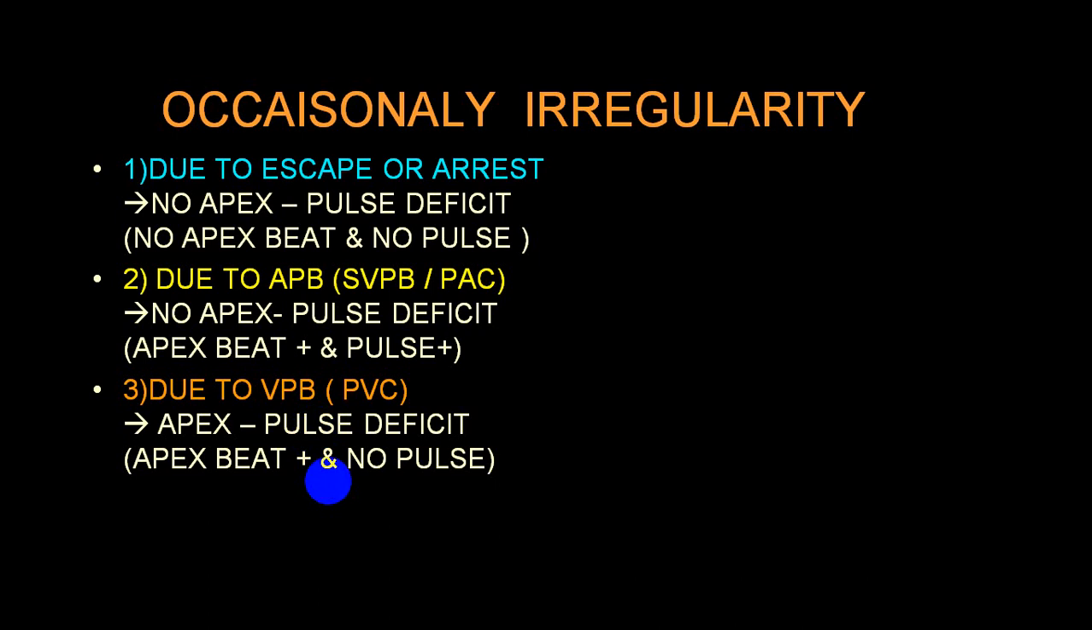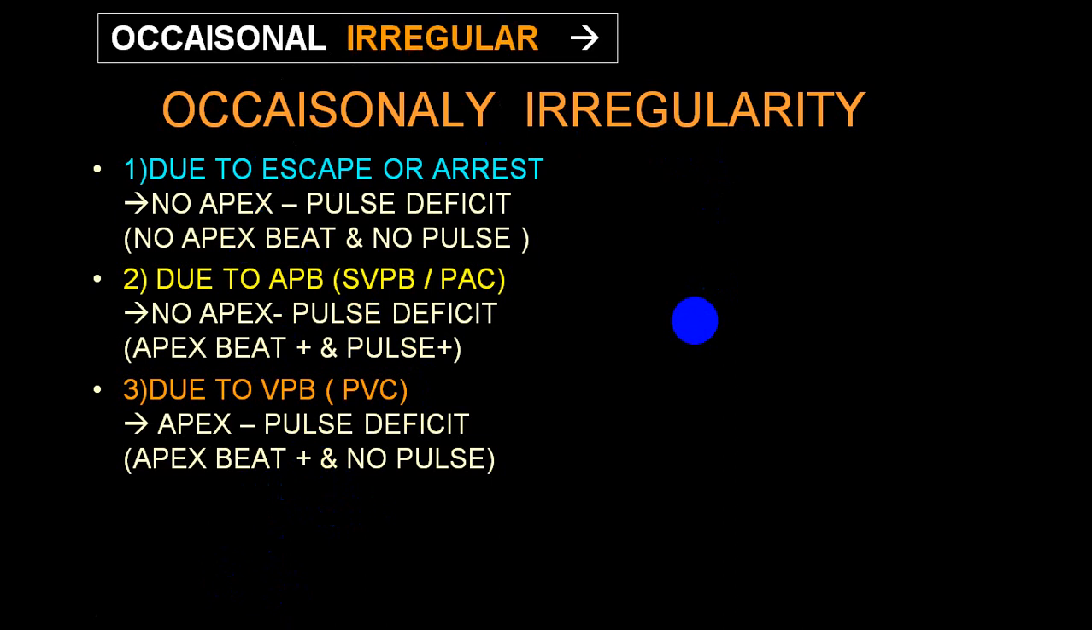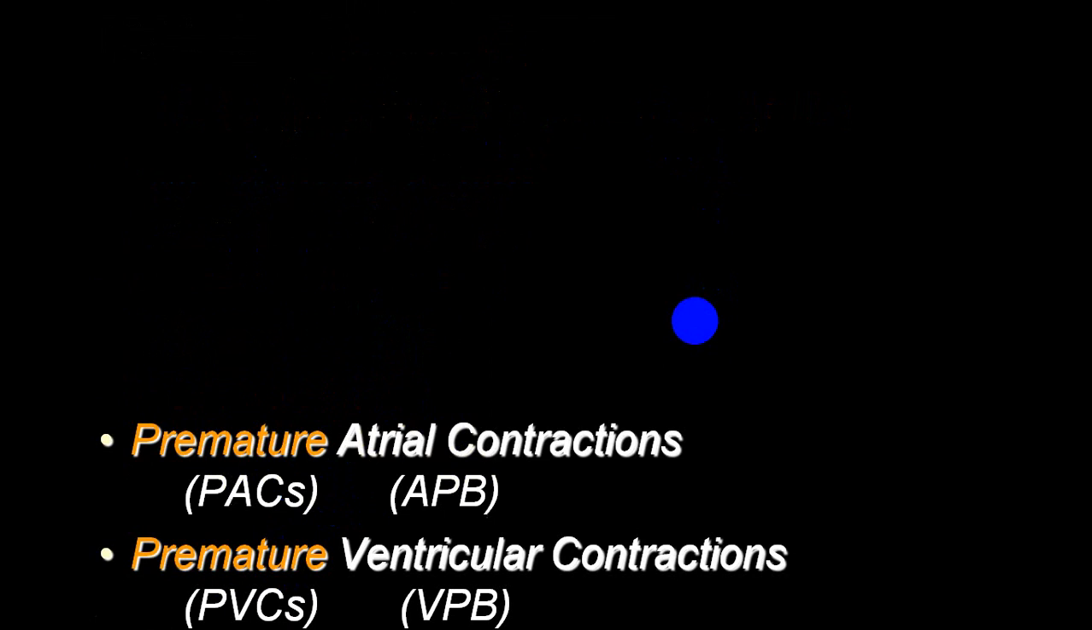So if you get a deficit in the pulse compared to the apex, this is due to a ventricular premature beat. And if there are occasional ventricular premature beats, it will give rise to occasional irregularities. Now we'll show you in an ECG how it looks. I will explain to you the physiology side of it.